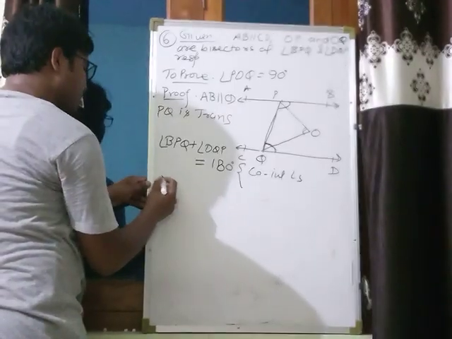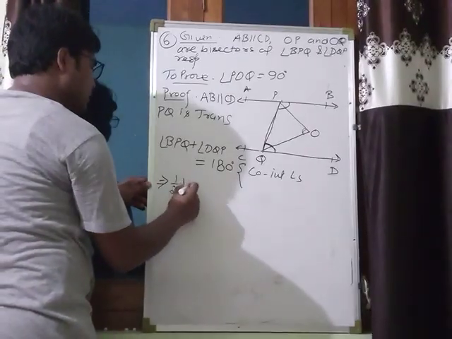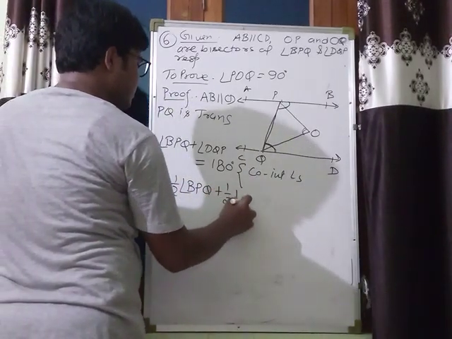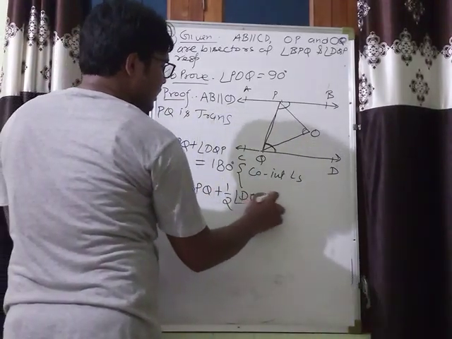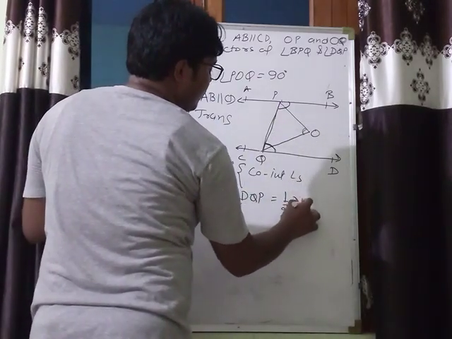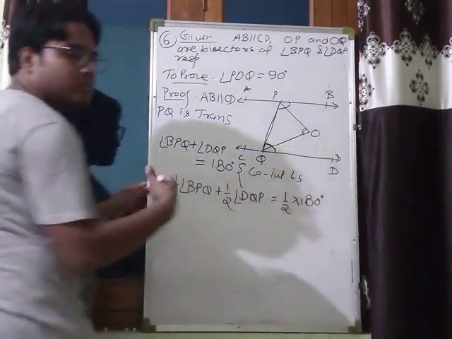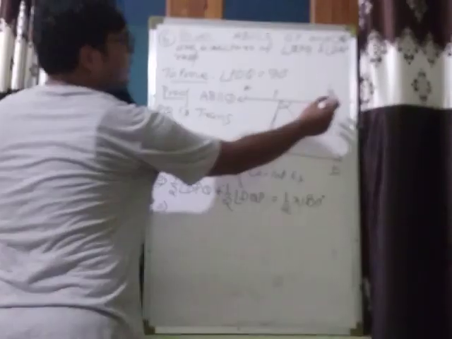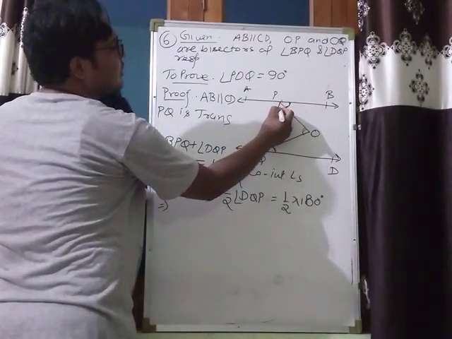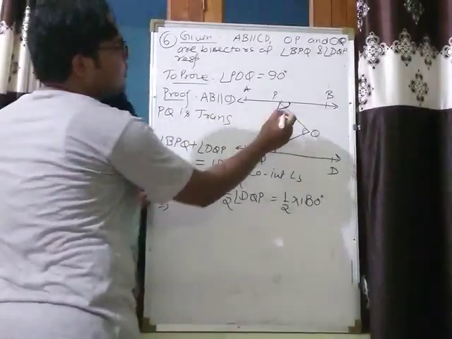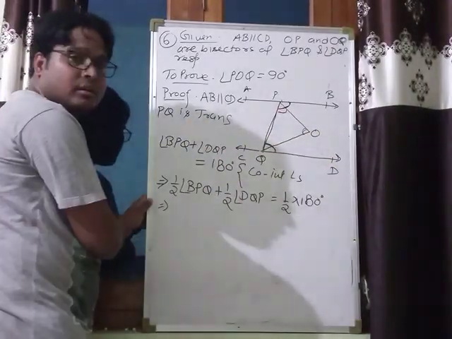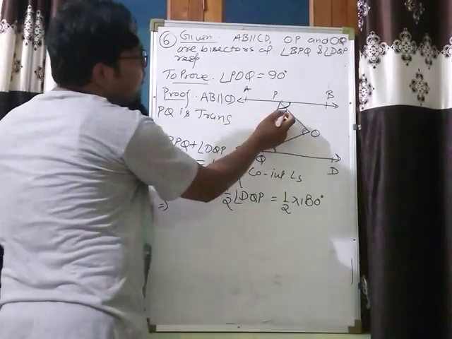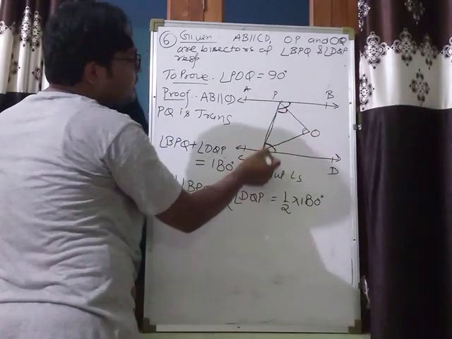So what we have? We have 1/2 angle BPQ plus half of angle DQP, that will be equal to half of 180 degrees. Both sides we multiplied by 1/2. Half of angle BPQ is this angle. What will be its half? Its half will be this angle. Why? Because OP is the bisector, clearly its half will be this angle OPQ.